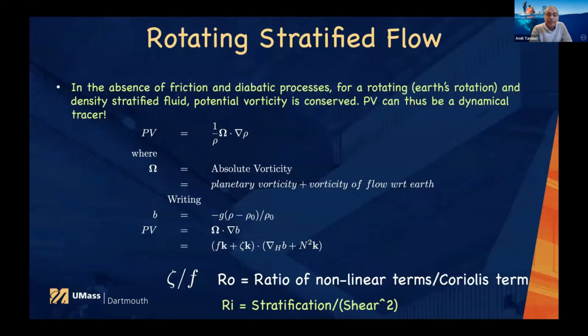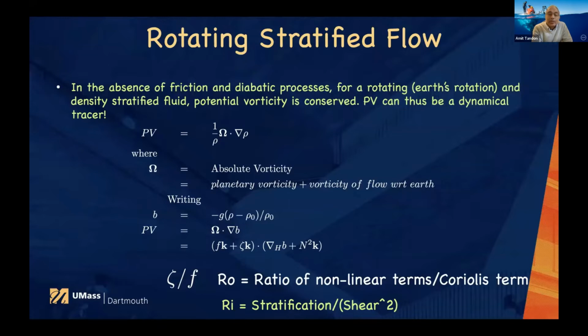So what we are left with is the vertical vorticity, which I'm going to write as f plus zeta in the k direction. And that's dotted with grad h b, which is the horizontal buoyancy gradient, plus the stratification again in the vertical direction.